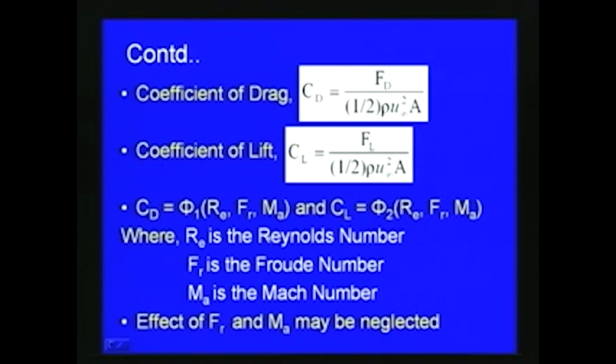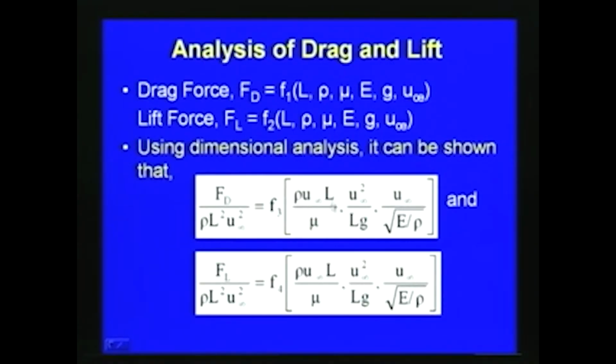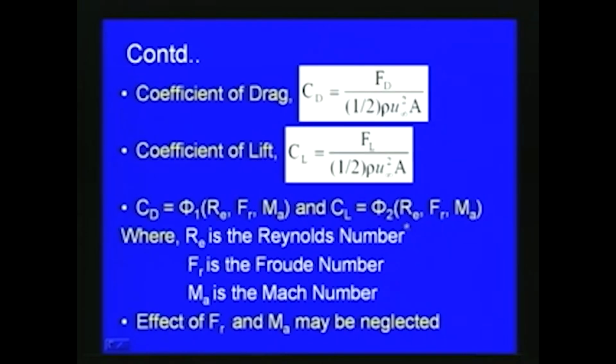Now, if we consider this with respect to the dimensional analysis explained in this slide, we can write the coefficient of drag as a function of the Reynolds number, Froude number and Mach number. You can see that this component rho u infinity L by mu represents the Reynolds number, the second term u infinity square by L g represents the Froude number, and this u infinity by square root of E by rho represents the Mach number. So, we can represent the coefficient of drag and the coefficient of lift as a function of the Reynolds number, Froude number and the Mach number.